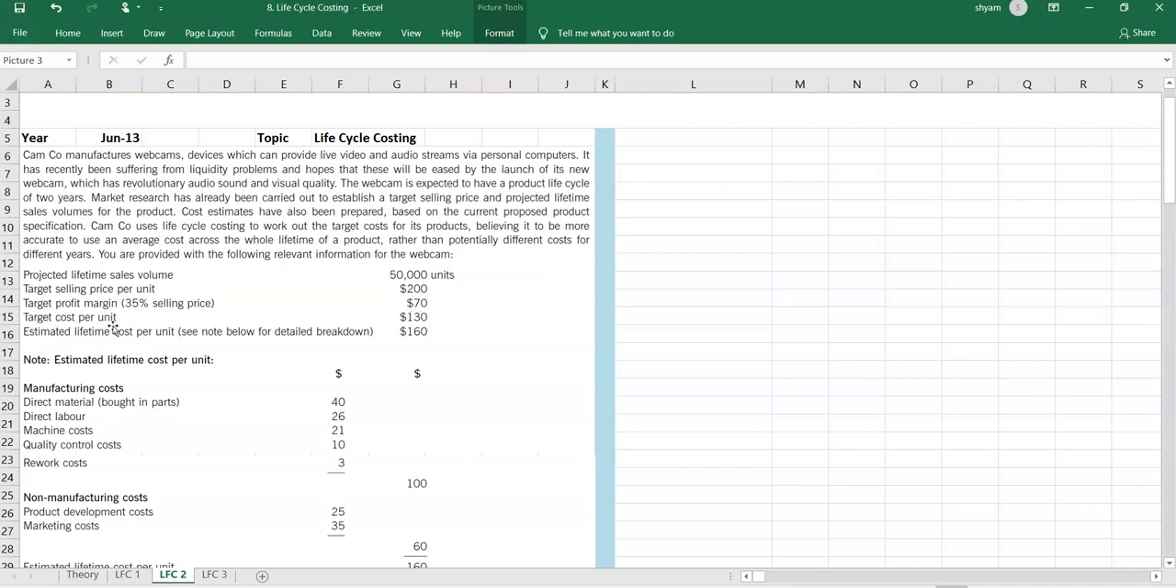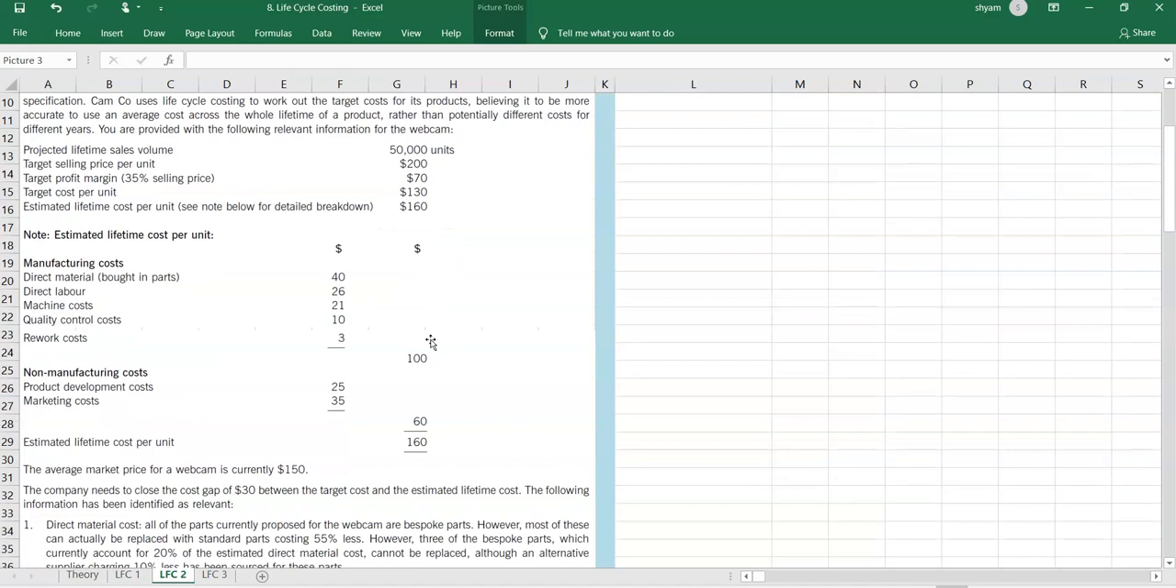The cost per unit, okay, they want to have this much cost, but when they have worked it out, they have already worked out the lifetime cost per unit, and that comes to 160. See, they have to produce the product at 130, and it's currently 160. So let's see what we have to do.